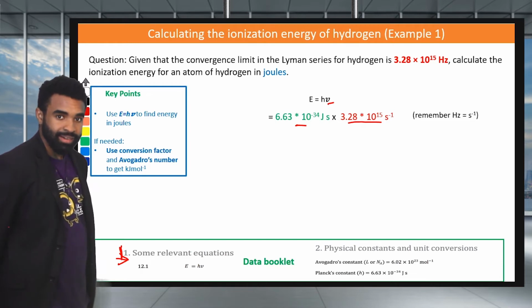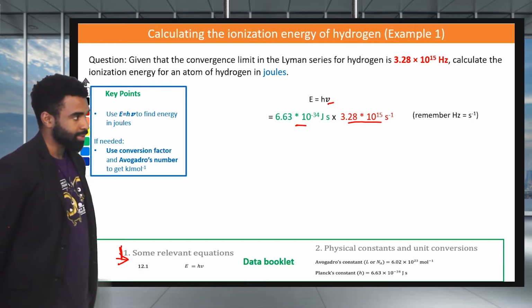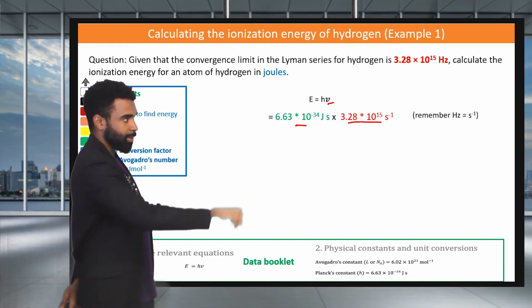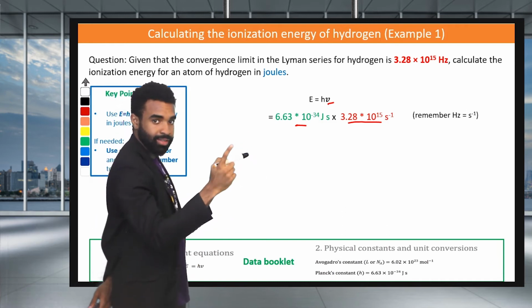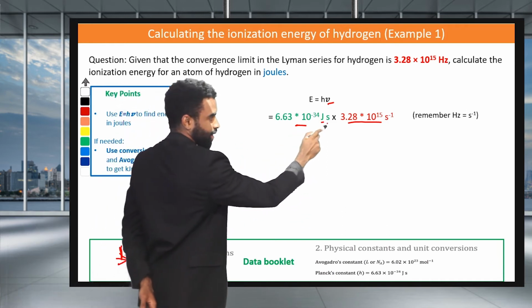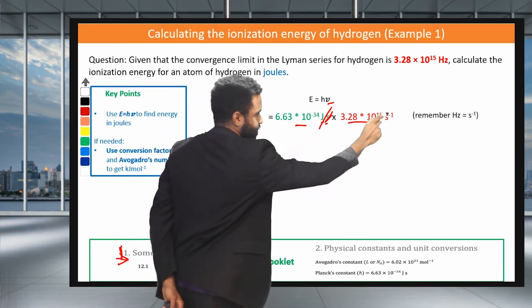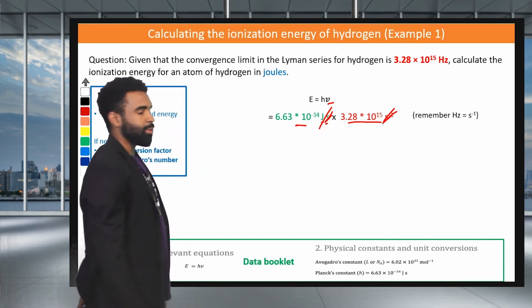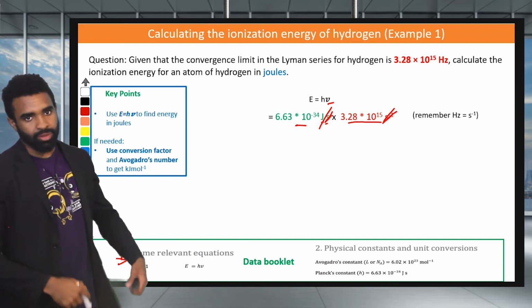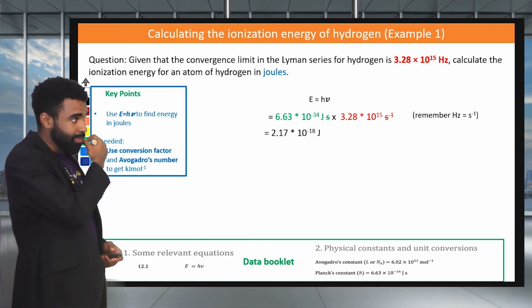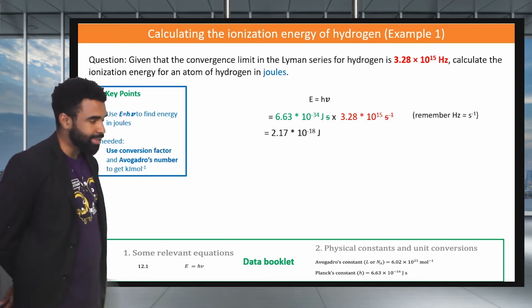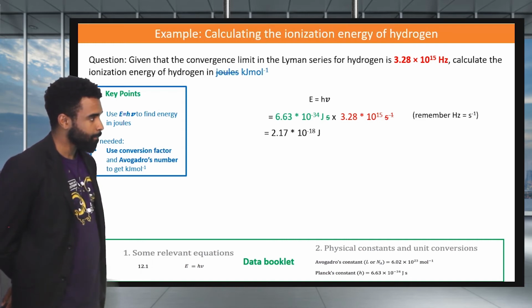Remember that hertz is the same as inverse seconds, which means that if we take Planck's constant, what's the unit of Planck's constant? The unit is joule seconds. We multiply by inverse seconds. Seconds cancels out inverse seconds. And we're left with what? Joules. And hopefully you know that joules is a unit of energy. So we have the energy. Nice and easy. It's beautiful.